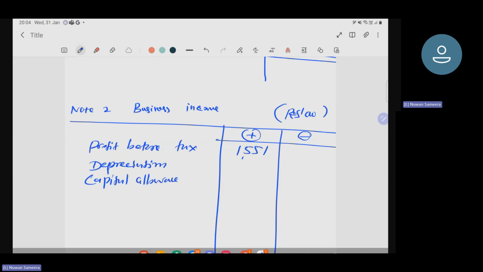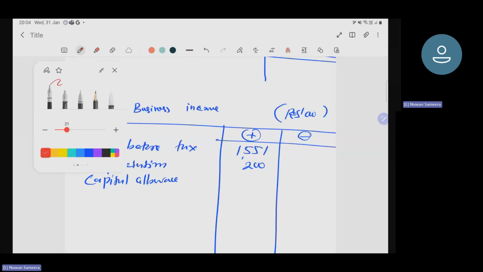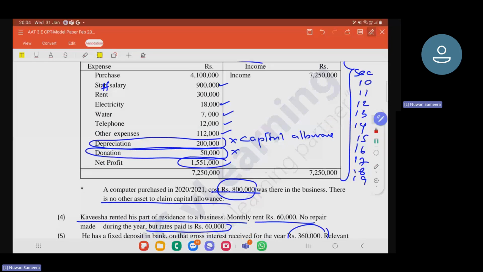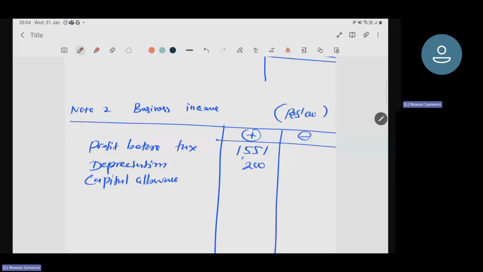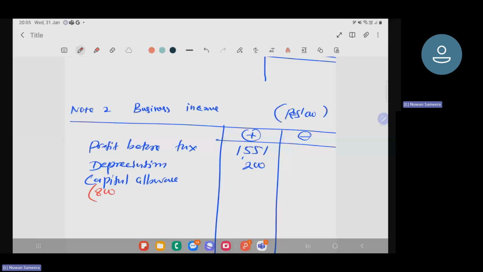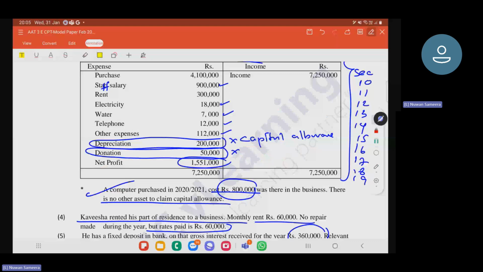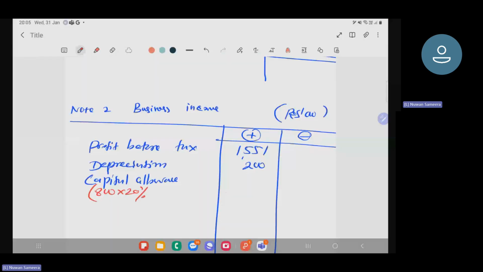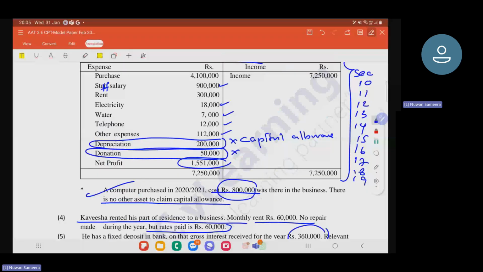So the depreciation given, how much? 200,000. You already deducted this 200,000 when you calculated this 1,551 profit. So the capital allowance, you can get from the information given. A computer purchased in 2021, the cost of 800, is the only applicable asset eligible to get the capital allowance. So 800, this asset purchased after 1st April 2018, that means the computer, there is a 20%. 20% means 5 years.